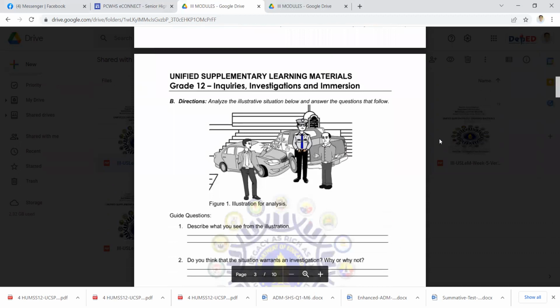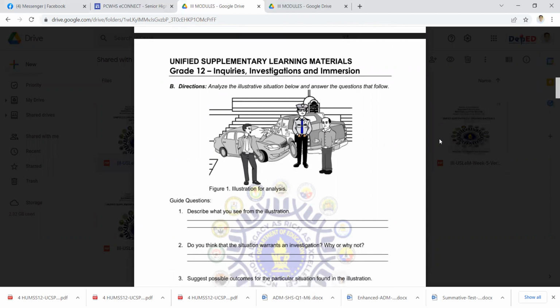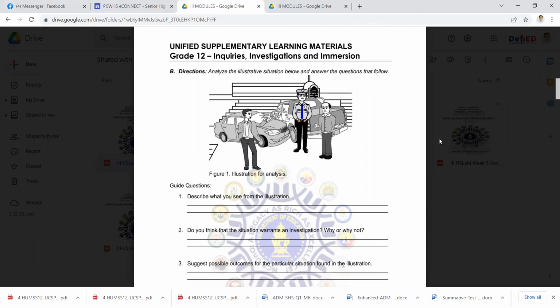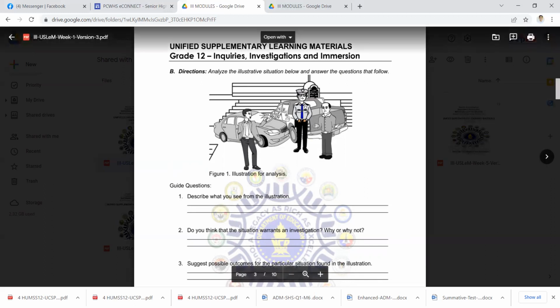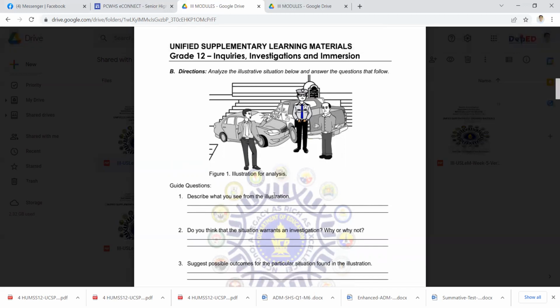Same with the letter B activity, analyze this illustrative situation below and answer the question that follow. Okay, for figure one, illustration for analysis. As you can see the picture, you will answer the guide questions provided here. For example, number one, describe what you see from the illustration. What do we see in this picture? Do you think that this situation warrants an investigation? Why or why not? Suggest possible outcome for the particular situation found in the illustration.